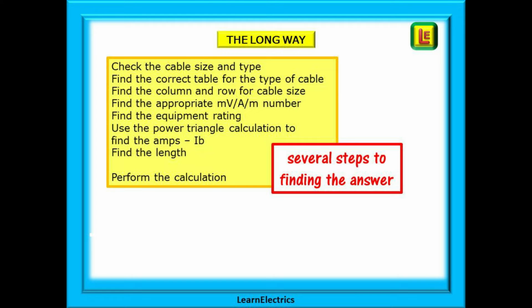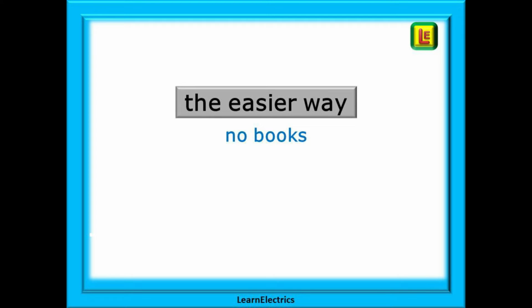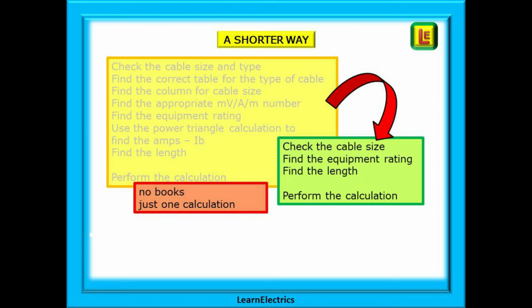These are the steps involved in the calculation using the standard formula the long way. First, you must check the cable size and type. Then, find the correct table for the type of cable in the regs book. Now find the right column and the right row for the cable size, and this will show you the appropriate MVAM number. Now, find the equipment rating and then use the power triangle calculation to find the amps or IB. Now find the length of the circuit and, if you've written all this down, you're now able to perform the calculation. But there is an easier way that involves no books, especially useful on site when inspecting and testing. The formula we will arrive at uses no books and is just one easy calculation to remember.